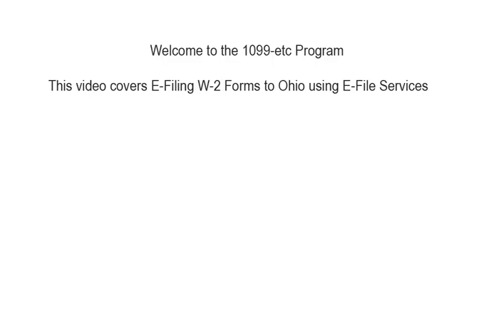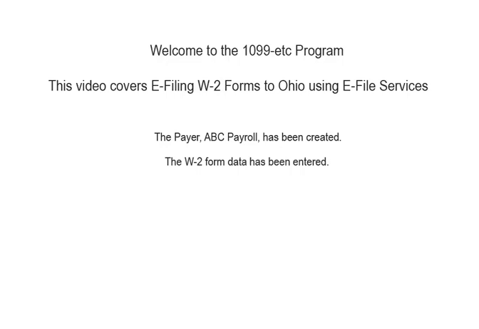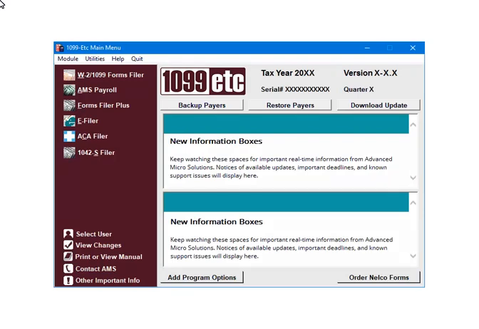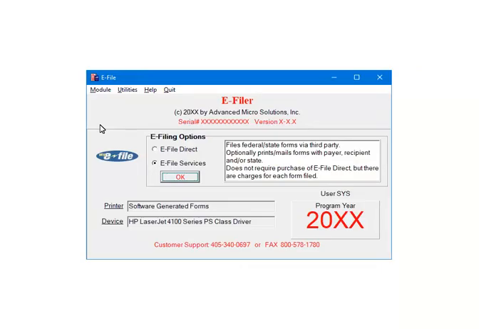This tutorial covers e-filing the W-2 forms to Ohio using e-file services. To begin, the pair ABC payroll has been created, and the W-2 form data has been entered. This is the main menu. To continue, select e-filer. This is the e-filer menu. Select e-file services. Now click OK.